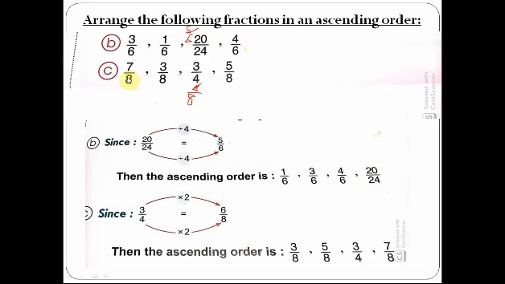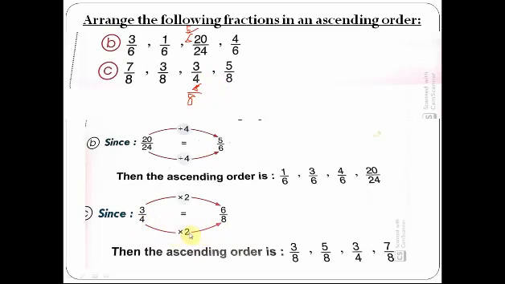We will look down here. 7/8, 3/8, 3/4, 5/8. All of them have the denominator 8, except 3/4. So I should make 4 become 8. How can I make 4 become 8? I can multiply 4 by 2 to become 8. So for 3/4, I'll multiply 4 by 2 to become 8.